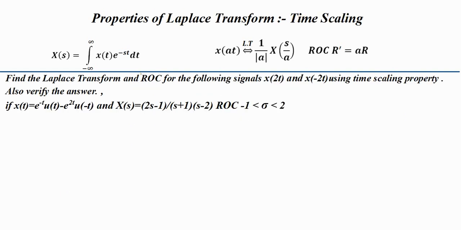Okay. Next we will discuss another question. Find the Laplace transform and ROC for the following signal x of 2t and x of minus 2t, using the time scaling property. Also verify the answer.